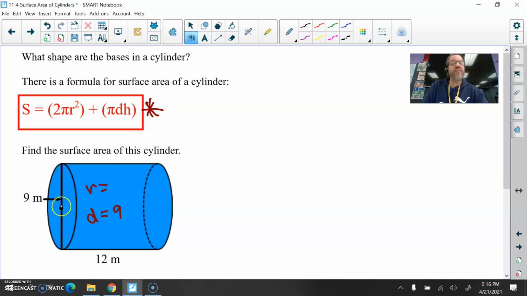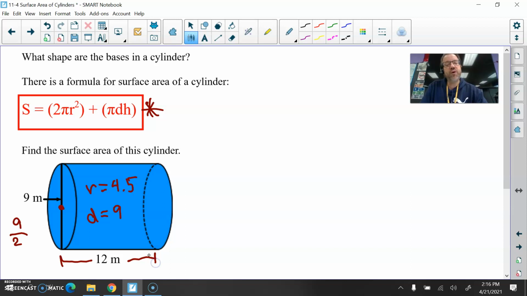The radius would go halfway across from the center to the outer edge of the circle. And so the radius would be half of that 9 meters. 9 divided by 2 is 4.5. So now I know r is 4.5, the radius, d is 9, the diameter. H, the height of this cylinder. What is the height of this cylinder? If you're thinking 9 meters, well, no, that's not the height. The height is actually 12 meters.